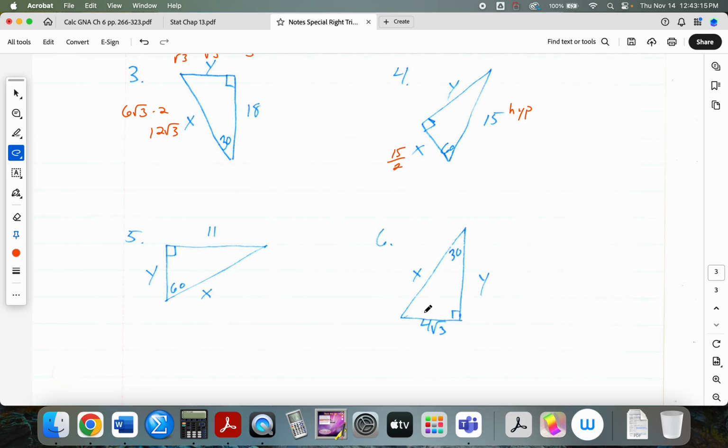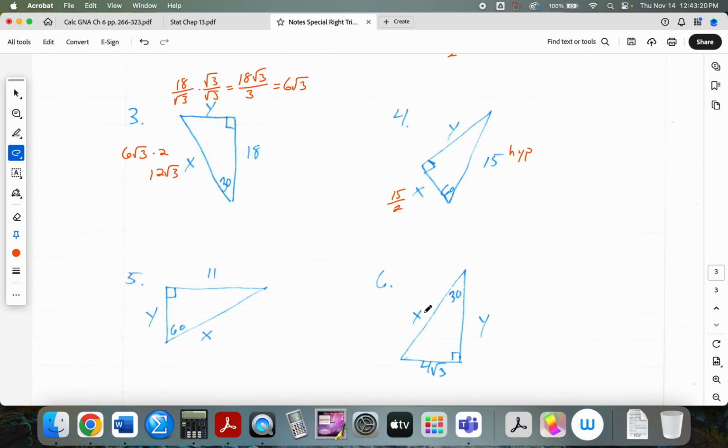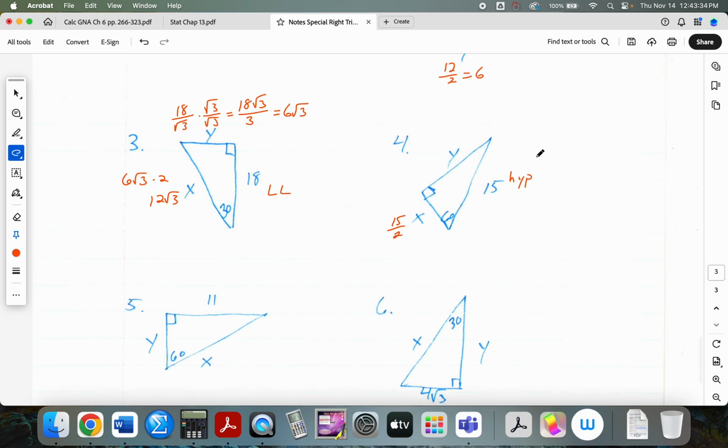I'm confused. How on number 3 did you do 18 divided by the square root of 3, but on this one you don't? Because this one I started off with a long leg, and this one I'm starting off with the hypotenuse. Oh, I was looking at it wrong. Thank you. Yeah, you're welcome. I appreciate you asking.